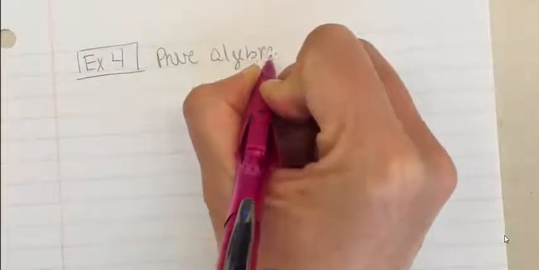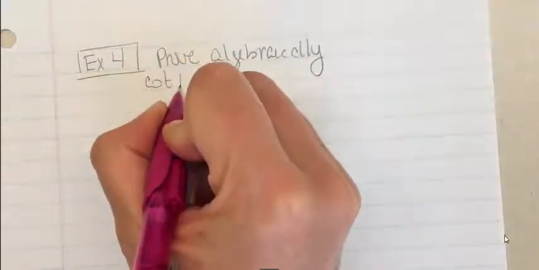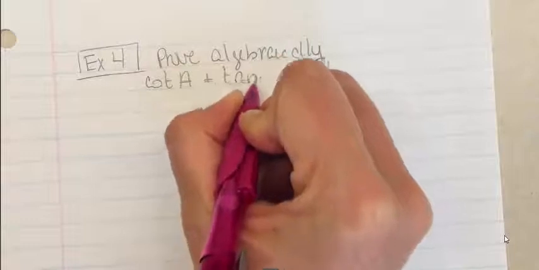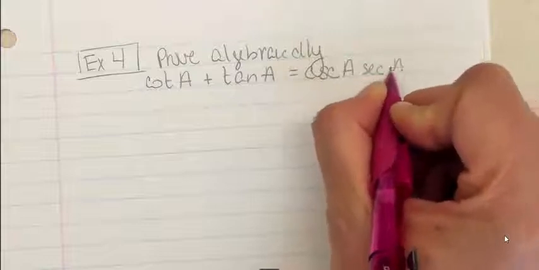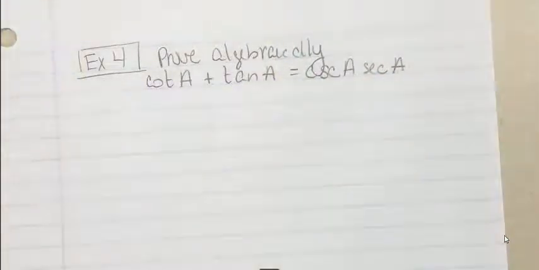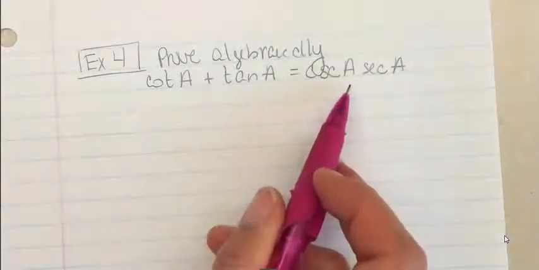Back to example 4. We're going to prove algebraically, and let me write it over here: cotan of A plus tan of A equals cosecant A secant A. Right away I think to myself, cotan and tangent I can rewrite in terms of sine and cosine, and their reciprocals are cosecant and secant. So I know it has something to do with that. I'm going to mess around with the left-hand side and see if I can get it to look like the right-hand side.